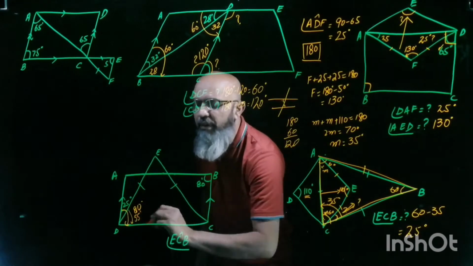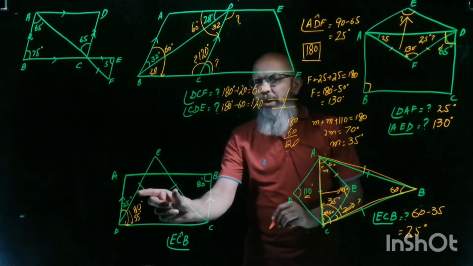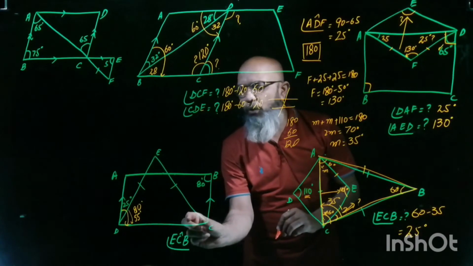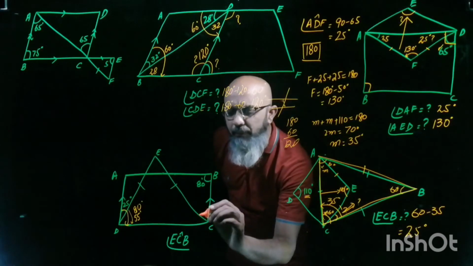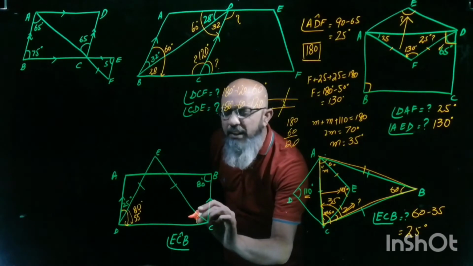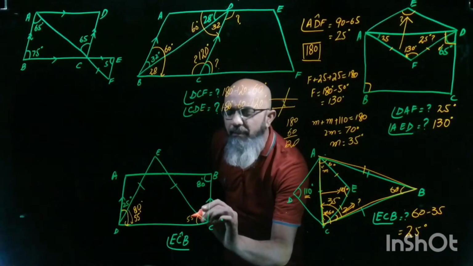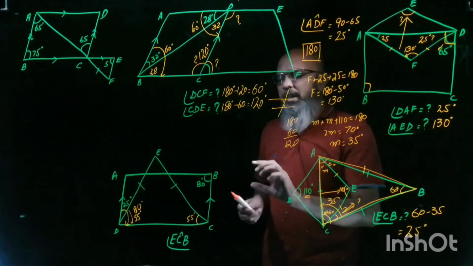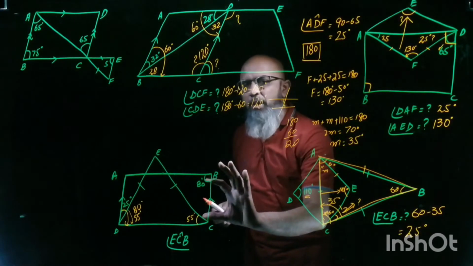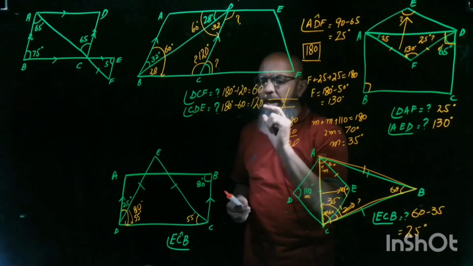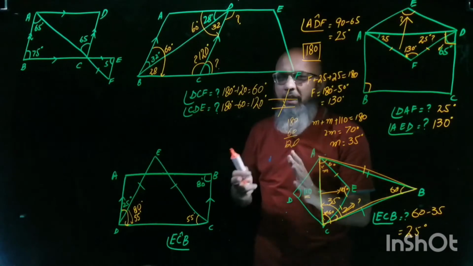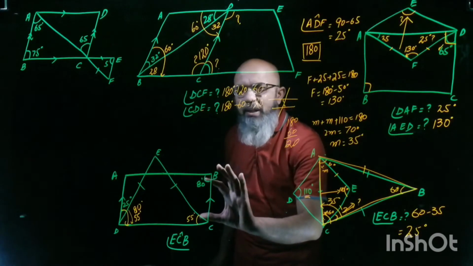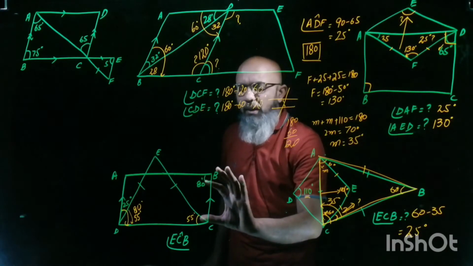We get 55 degrees, and this is an isosceles triangle, so if this is 55, this angle is also 55. This portion of the angle is also 55. Now in a parallelogram, you know the sum of these two angles must be equal to 180. 180 is repeated again and again in these questions, right?